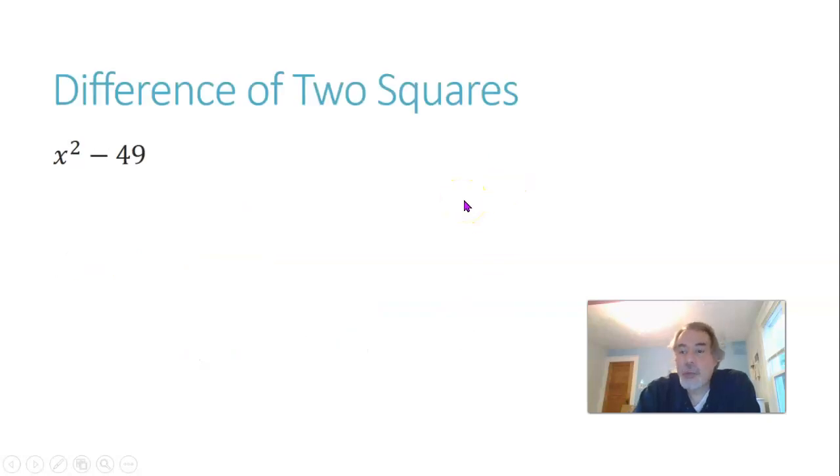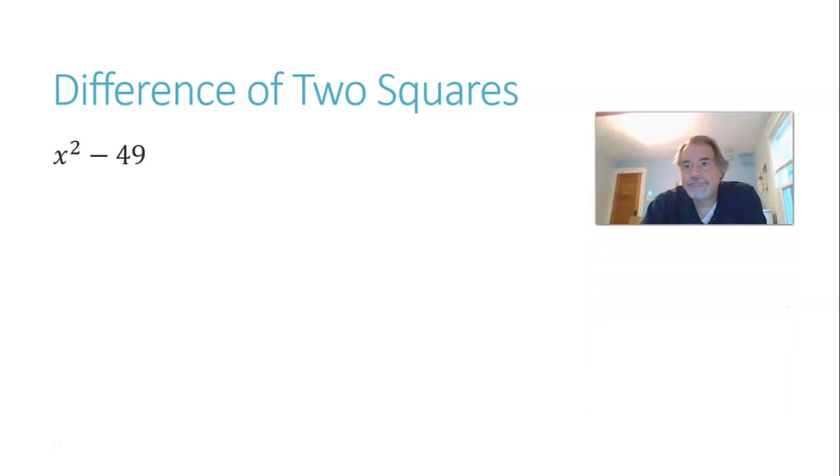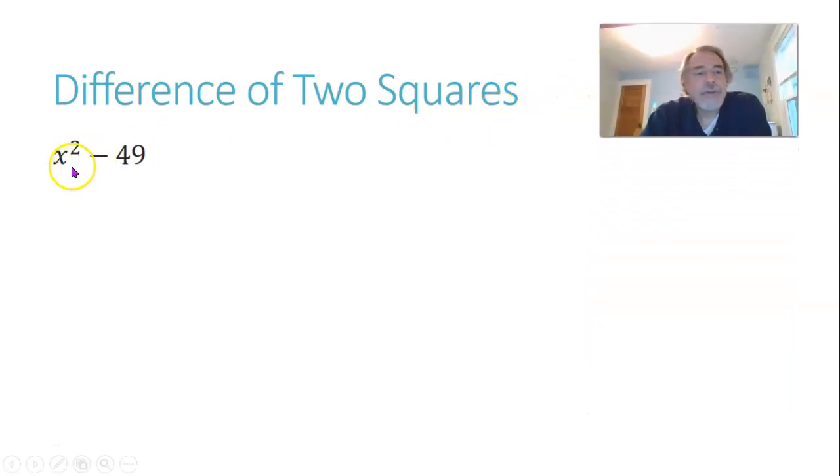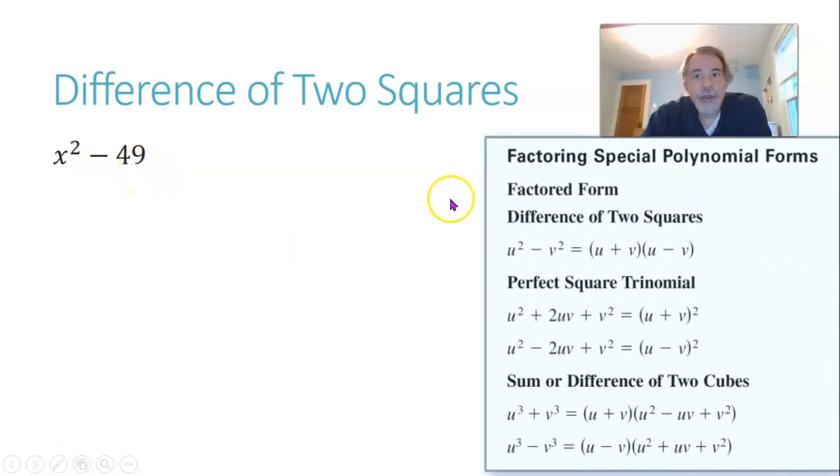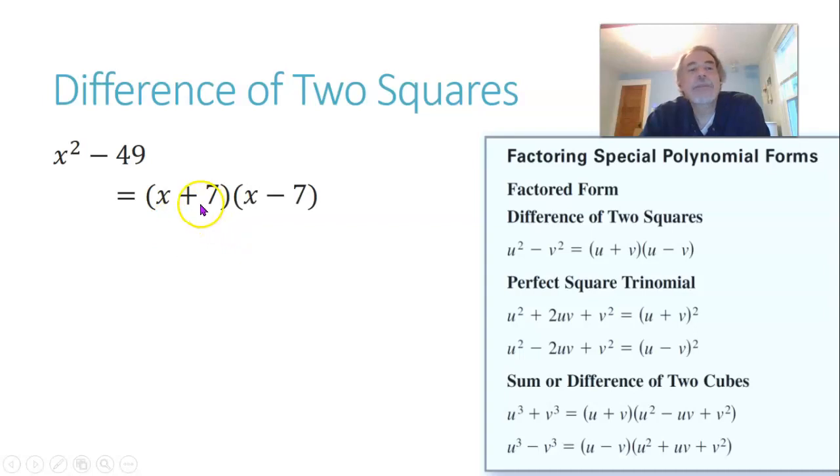Now let's look at some special patterns that you need to watch out for. A difference of 2 squares. That's where you have one perfect square minus another. Like here we have x squared minus 49, where 49 is 7 squared. So there's a special rule or pattern that you use in that kind of situation. This factors into u plus v times u minus v. The u stands for the first thing that's being squared and the v is the second thing that's being squared. So here that would be x plus 7 times x minus 7.